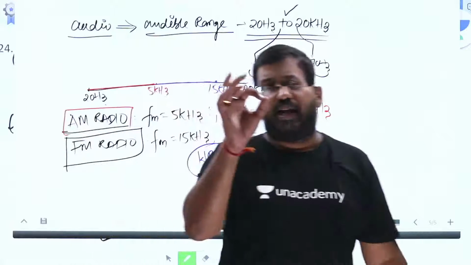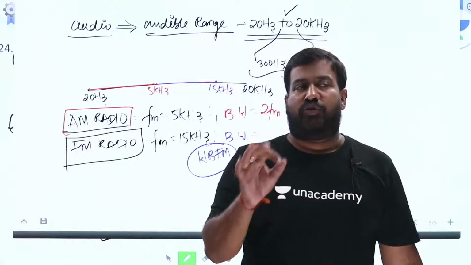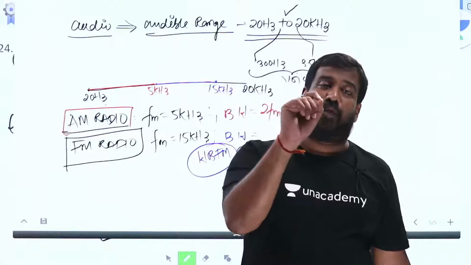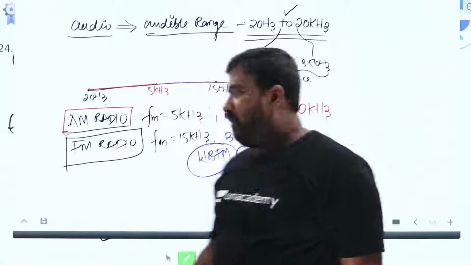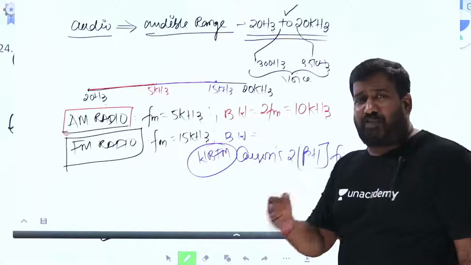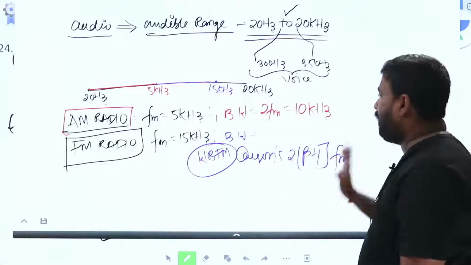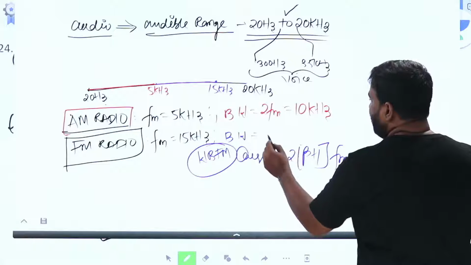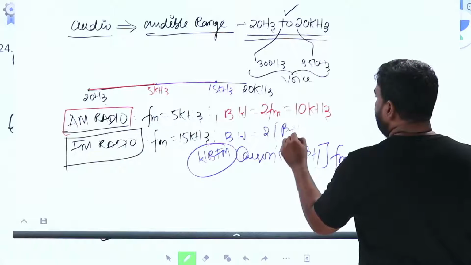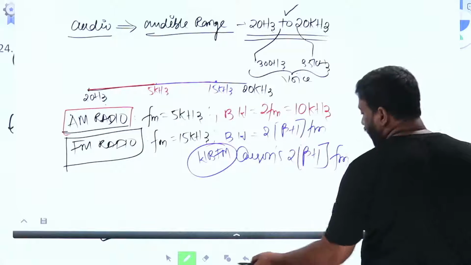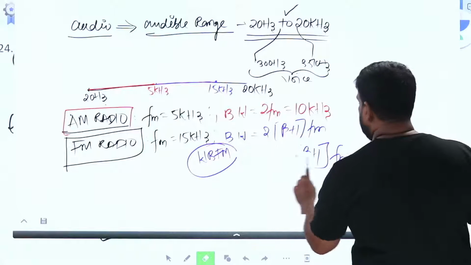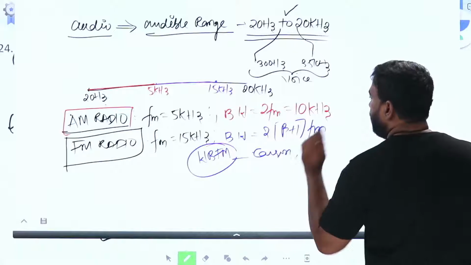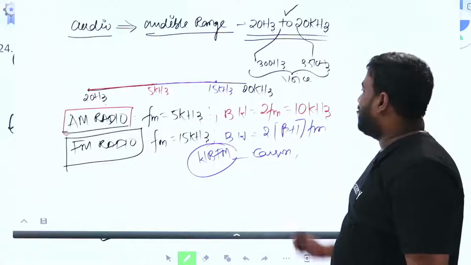I'll give you a detailed explanation of this particular concept while we are discussing FM. Don't worry, just stay tuned. Once we reach the FM concept, I'll explain very clearly what this beta plus 1 concept is. Now, the bandwidth according to Carson's bandwidth rule is 2 times (beta plus 1) times the modulating frequency of FM.